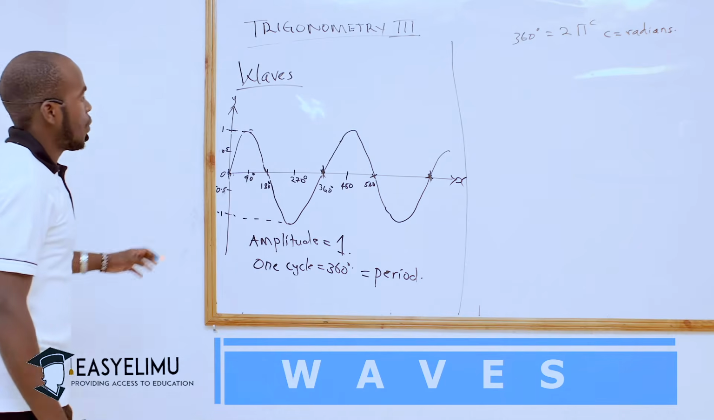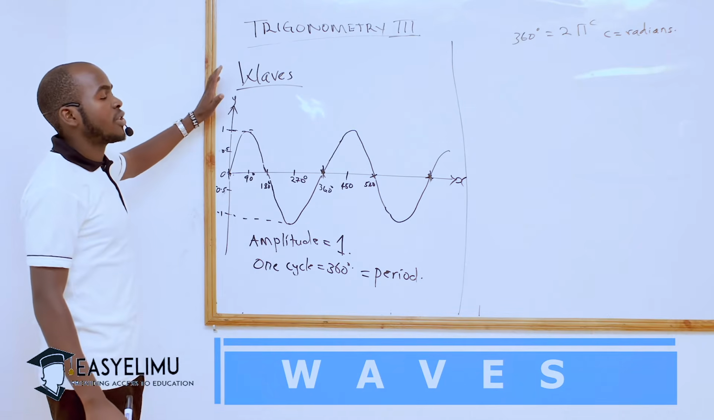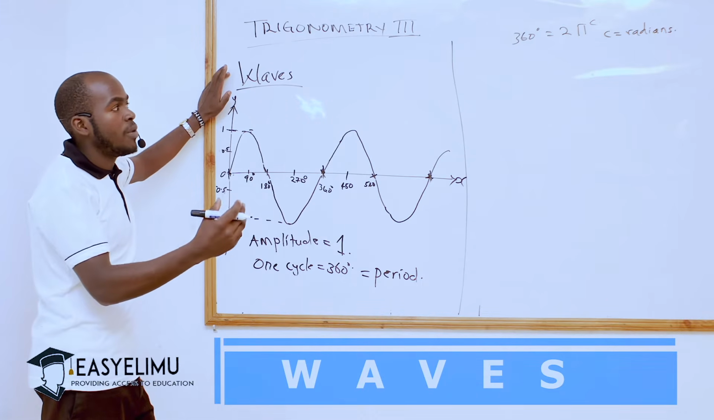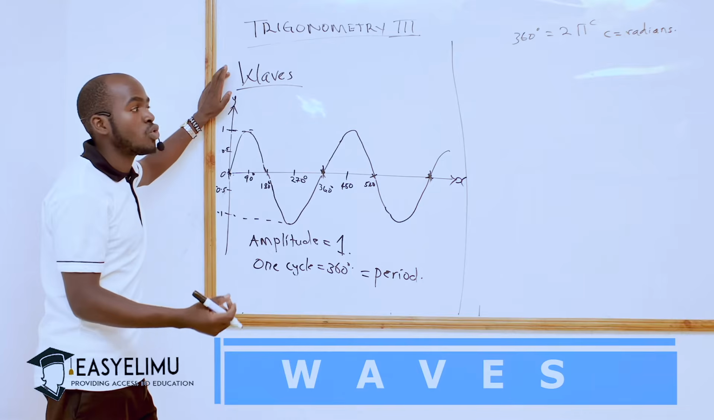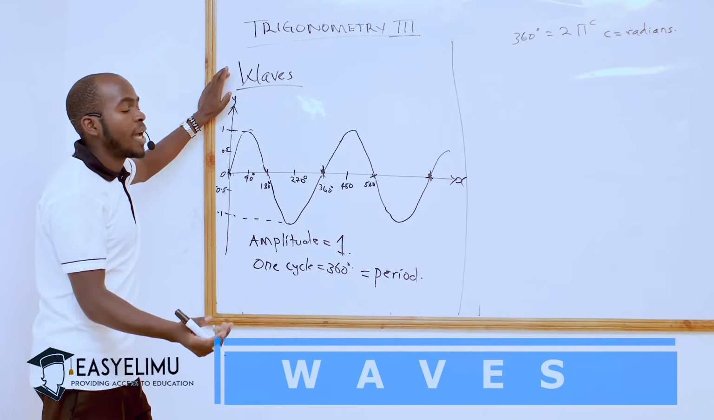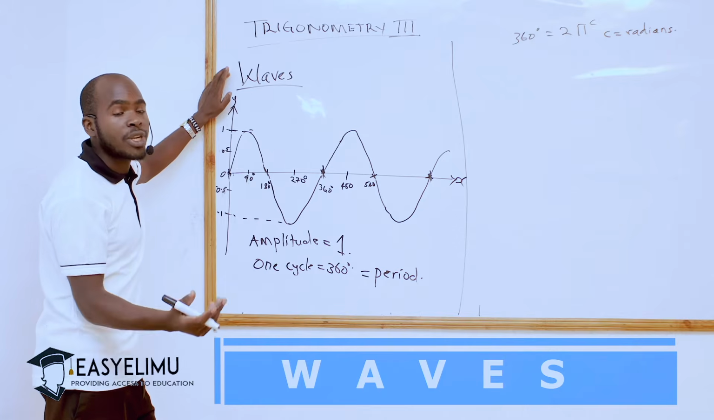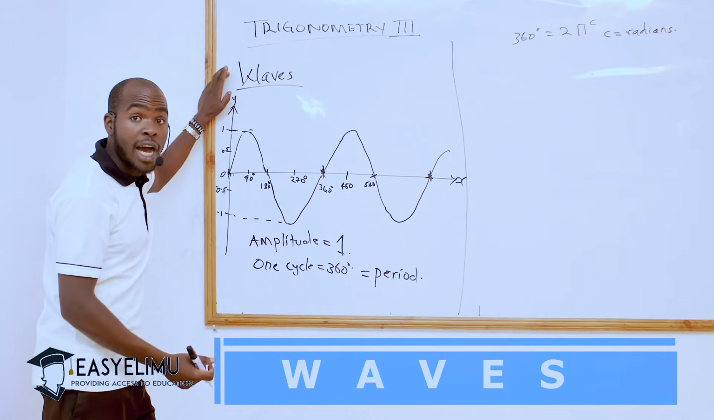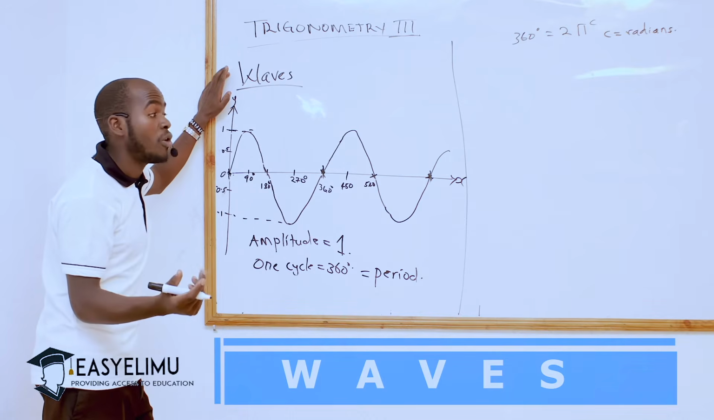So we can be given several kinds of waves. For example, you are being given an equation of y equals 2 sine x, and another equation of y equals 3 sine x, and you are being told to identify the period of the wave and also to identify the amplitude of the wave.